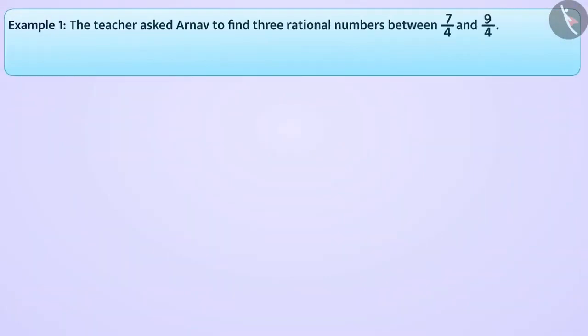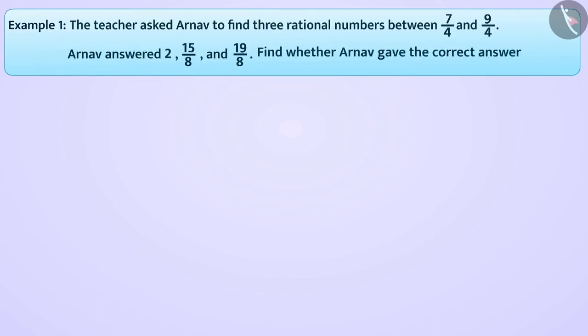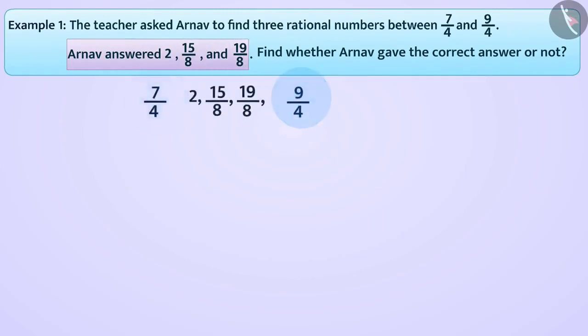The teacher asked Arnav to find three rational numbers between 7 by 4 and 9 by 4. Arnav answered 2, 15 by 8 and 19 by 8. Find whether Arnav gave the correct answer or not. To find out whether the answer given by Arnav is correct or not, we have to see whether all these numbers fall between 7 by 4 and 9 by 4. Can you tell us how to do this? Think.